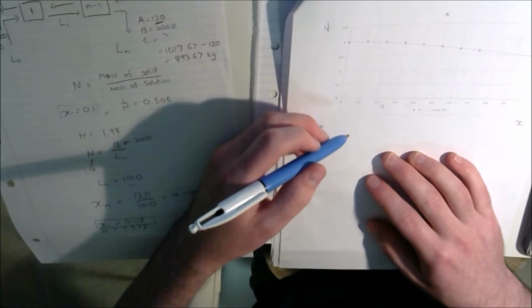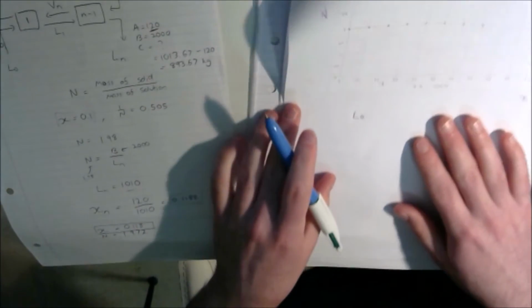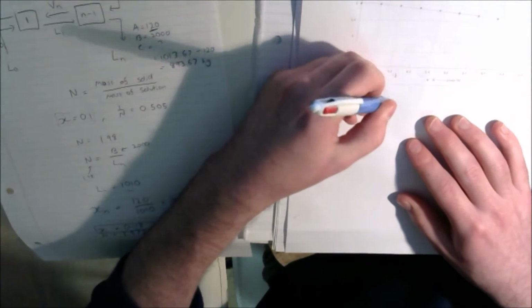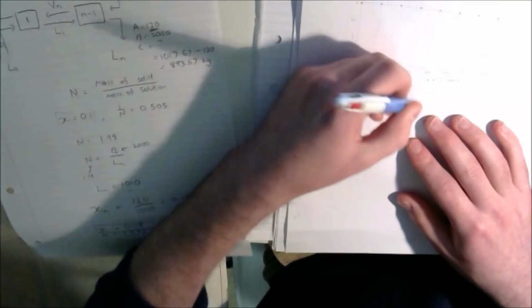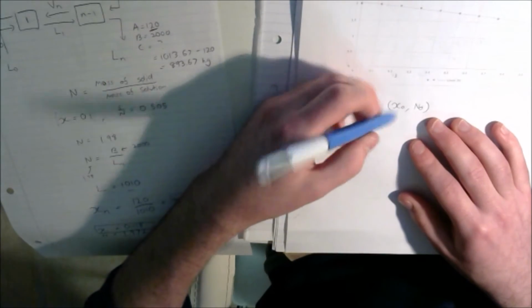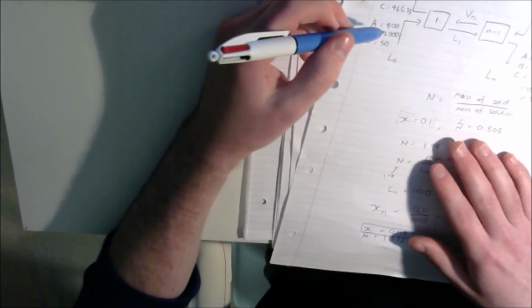So the first point we need to plot is L0. That's our starting point, and that's really, really important. In this case, for L0, we need to plot x0 and we need to plot n0. That's going to give us the location on this plot. So x0 is going to be the concentration of A in the solid coming in.